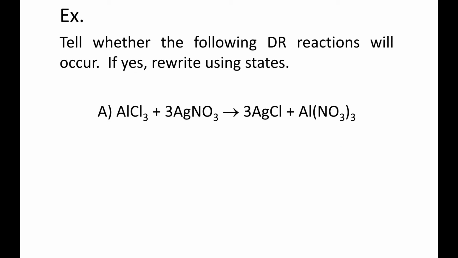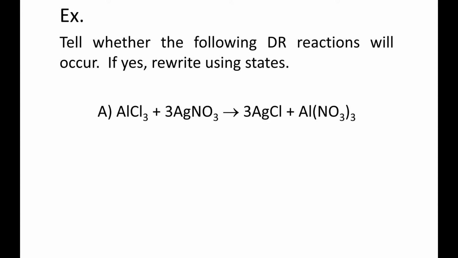Okay, now there's going to be 4 examples here. For each example, tell whether the following double replacement reactions will occur. If yes, you're going to rewrite using the states. So we're going to use the solubility table to tell whether the products occur, now the reactants are already aqueous. They're already in solution. That's how you react them. In fact, they have to be in solution or you can't do a double replacement reaction. So we're not worried about the left-hand side. Either of the 2 compounds on the left-hand side we're going to ignore. We're just going to look at the 2 compounds on the right-hand side of the arrow. One of them must be a precipitate. In other words, when you look at the solubility table, one of them has to be solid, liquid, or gas.